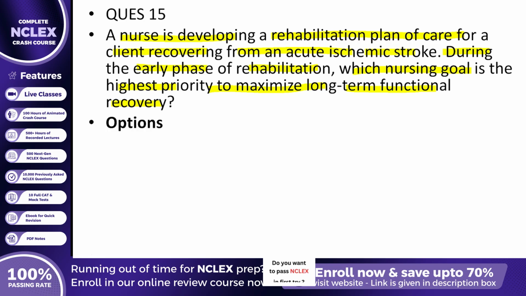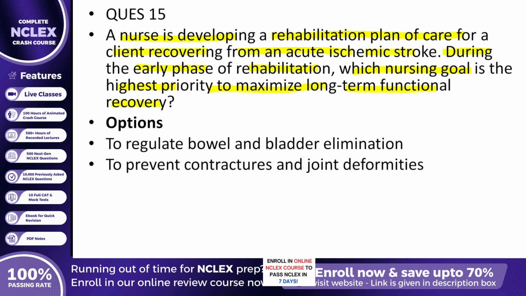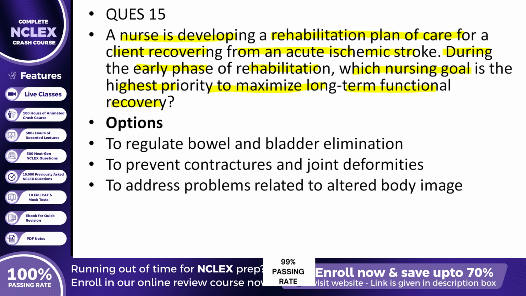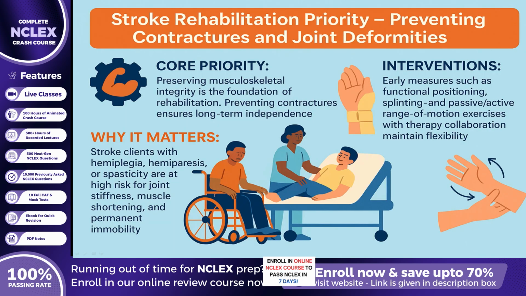The first option is to regulate bowel and bladder elimination. The second option is to prevent contractures and joint deformities. The third option is to address problems related to altered body image. And the fourth option is to foster positive coping strategies for depression. The correct answer is Option 2, to prevent contractures and joint deformities. Now, let us carefully walk through the rationale.